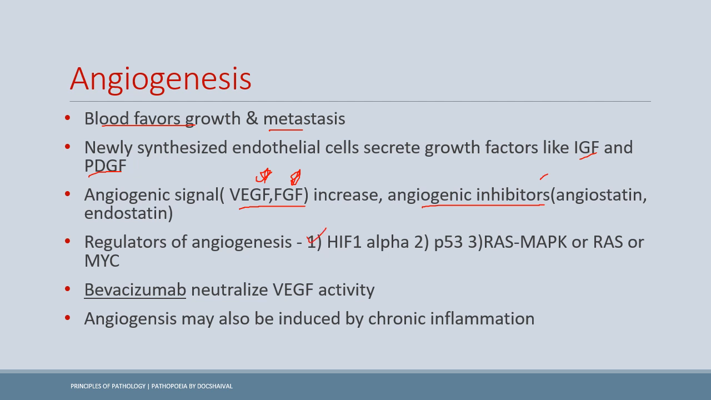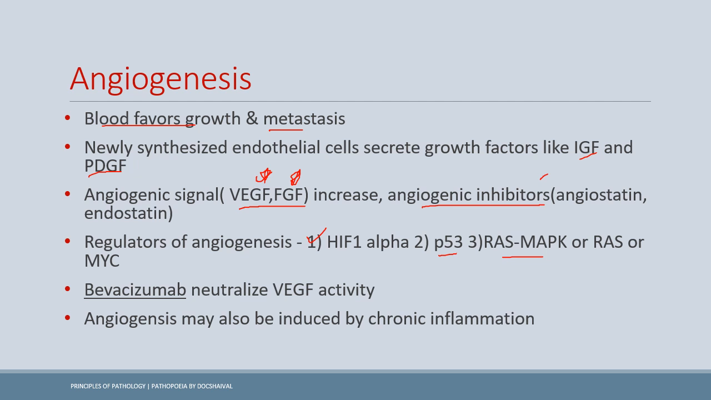As I've already said, one of them is hypoxia inducible factor 1 alpha. Second is P53. Third, the RAS MAPK pathway, or we can say RAS or MYC. The whole pathway is, one way or other, involved.